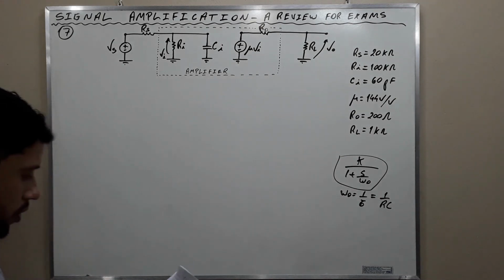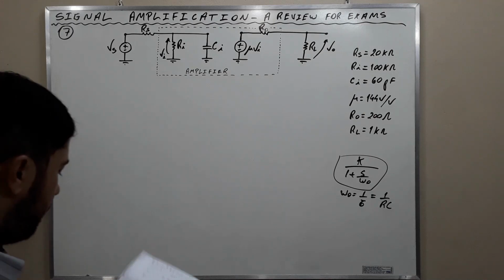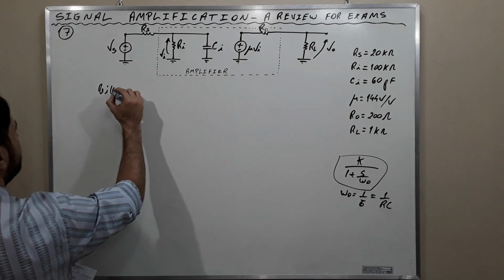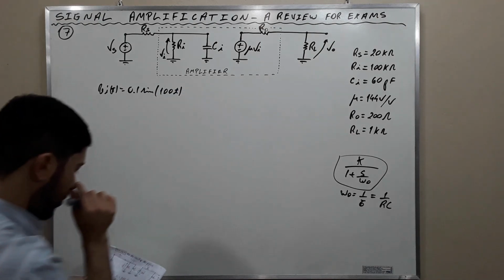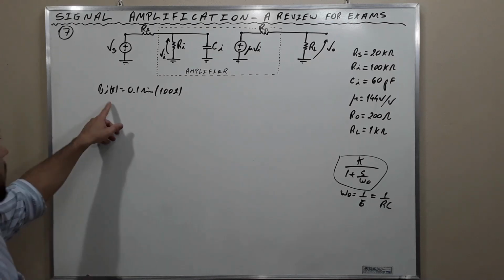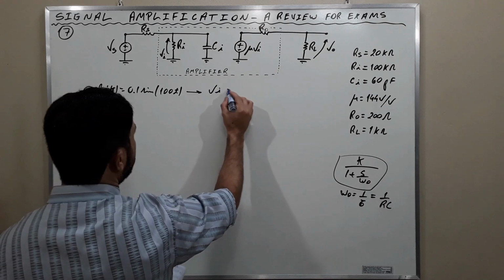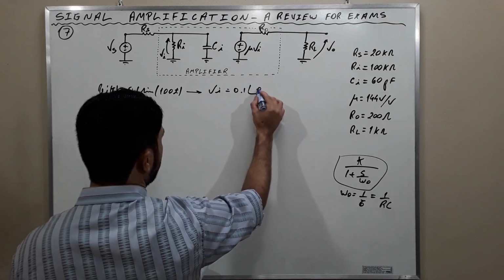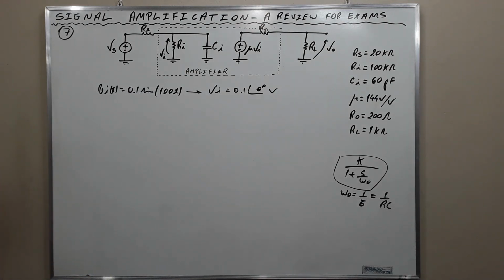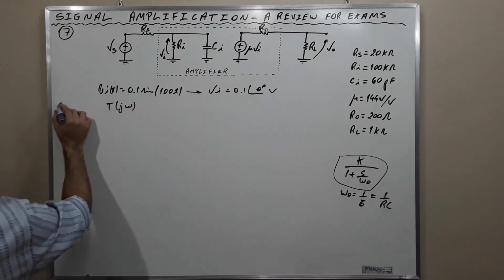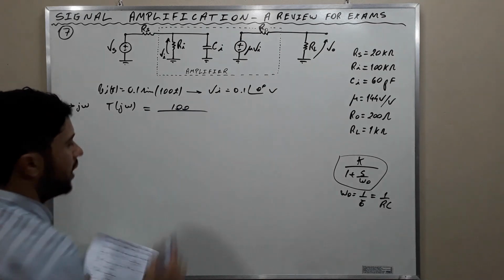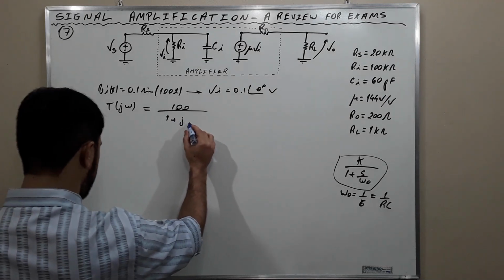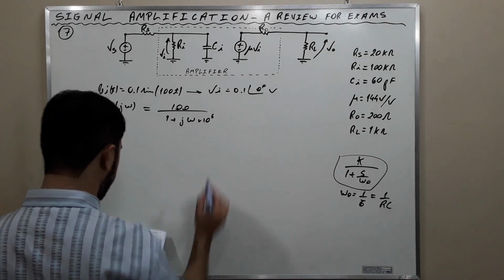Letter C wanted us to find the output voltage for the input voltage Vi of t equal to 0.1 times the sine of 100t. Okay, we want to compute the output voltage provided that the input voltage is this. The corresponding phasor is 0.1 phase 0 degrees volts. If we use the transfer function we calculated, T of jW, for s equal to jW, T of jW is equal to 100, the gain we found, over 1 plus j 10W times 10 to the 6th.